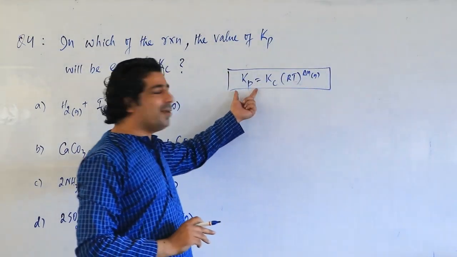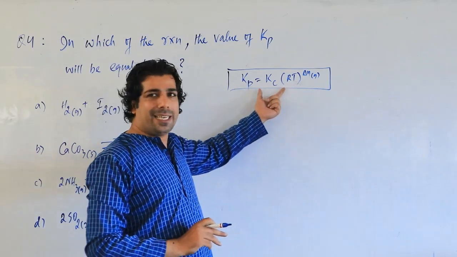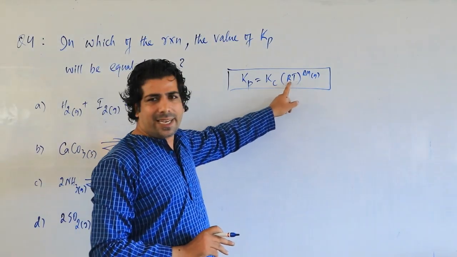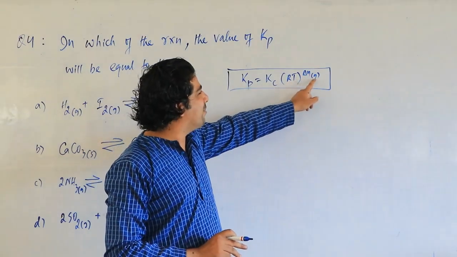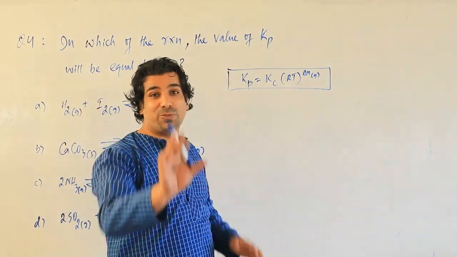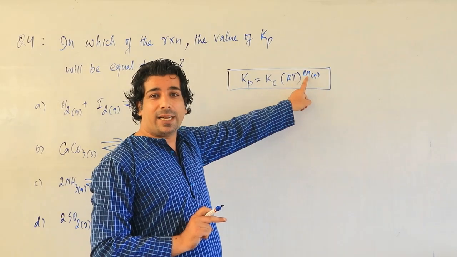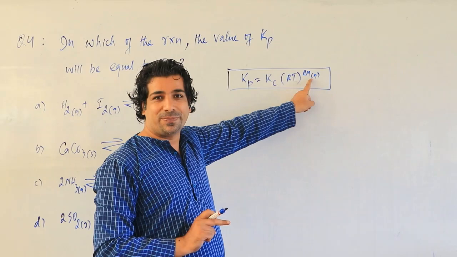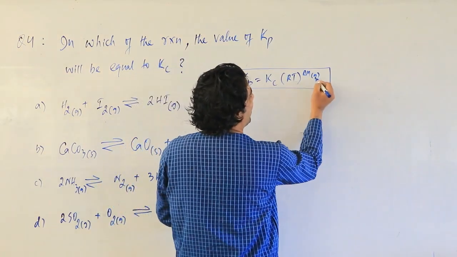This Kp is nothing but the equilibrium constant in terms of partial pressures. Kc is the equilibrium constant in terms of molar concentration. R is the ideal gas constant. T is the temperature in Kelvin. And this delta n gaseous means the change in number of moles. But which moles? Gaseous moles. In thermodynamics also I taught you how to calculate delta n. But it's only calculated for gaseous moles. Yes or no, my dear friends? Delta n only for gaseous moles.